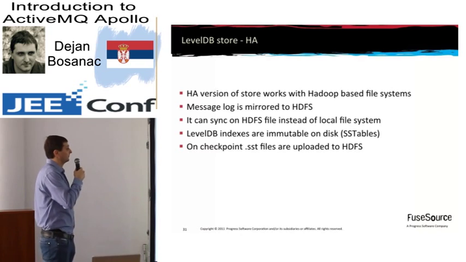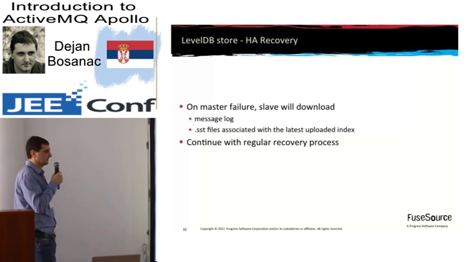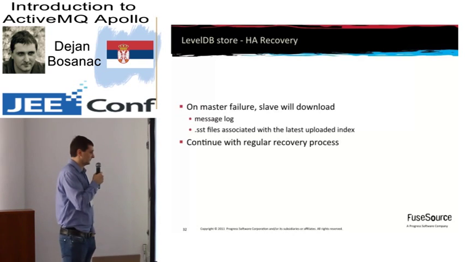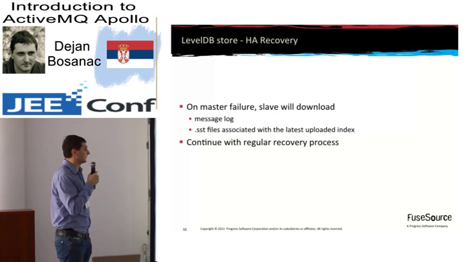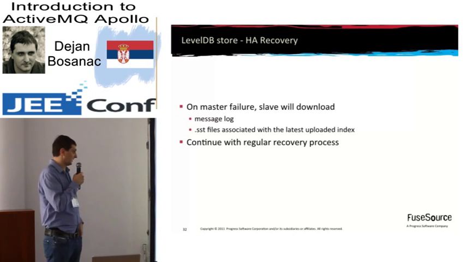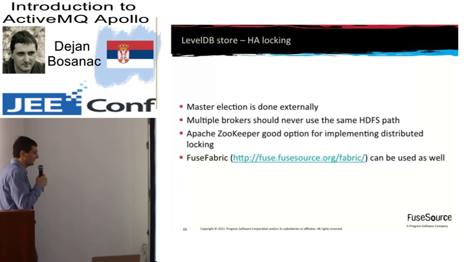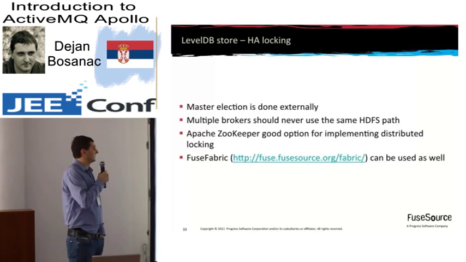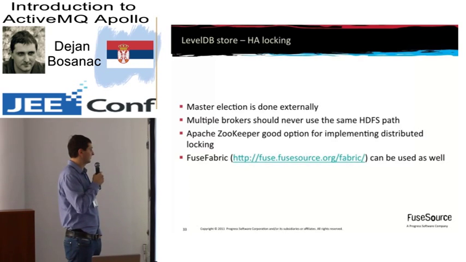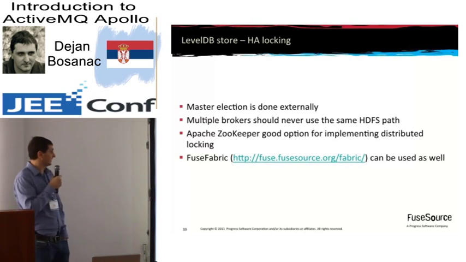So once we have a master failure, the slave broker starts, gets the message log and all the SST files from HDFS, and continues recovering like it's working with a regular file system. One thing about all this is that master-slave election of the broker needs to be done externally. So we must prevent multiple brokers from using the same HDFS path.